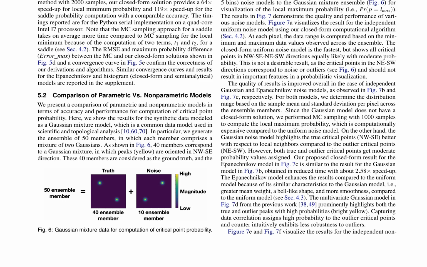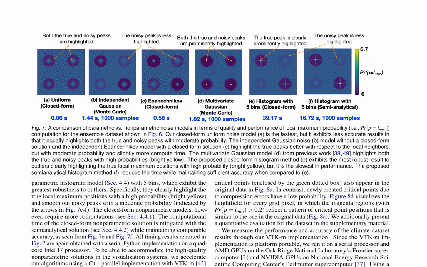The authors also compare parametric and nonparametric noise models for computing critical point probability. They use a synthetic dataset modeled as a Gaussian mixture model and apply various noise models, including uniform, Epanechnikov, Gaussian, and histogram models. The results demonstrate that the Epanechnikov model provides a good balance between accuracy and performance, while the histogram model exhibits the most robustness to outliers. However, the histogram model is computationally expensive, which is mitigated by a semianalytical solution that reduces the computation time while maintaining comparable accuracy.